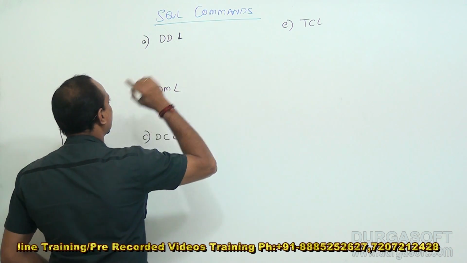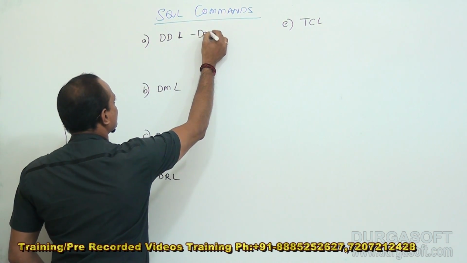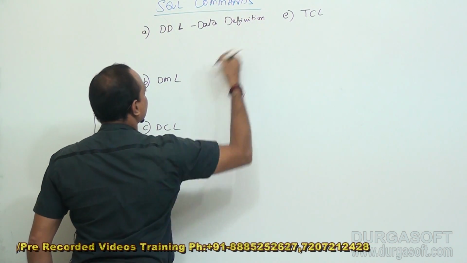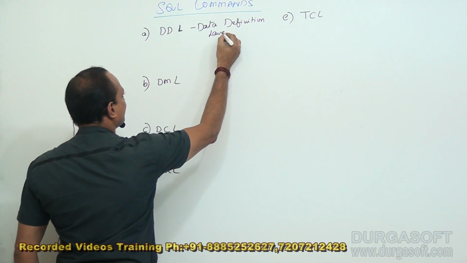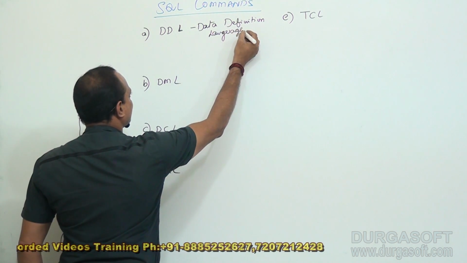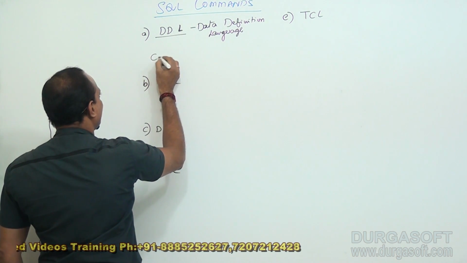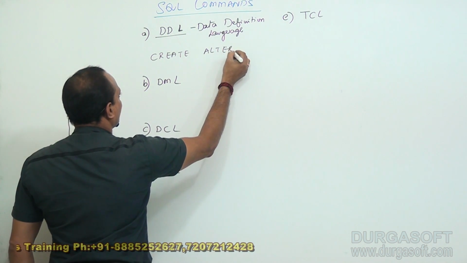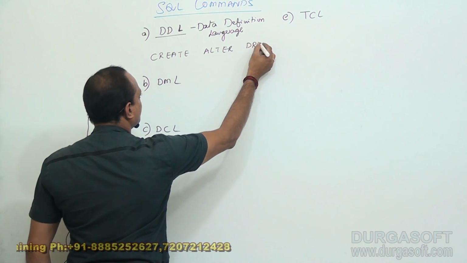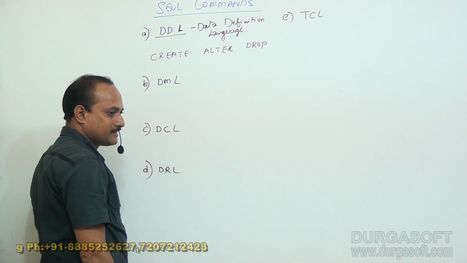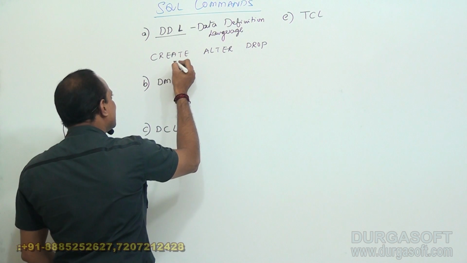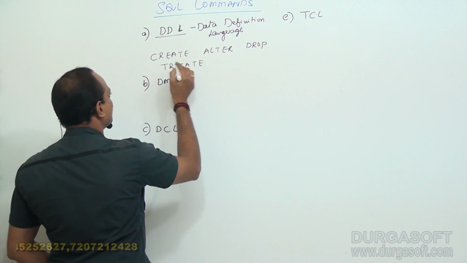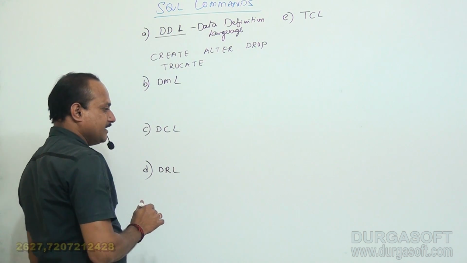What is the meaning of DDL? Data definition language. So what are the commands under this category? Create, alter, drop, and also there is a command truncate. Totally 4 commands are there under DDL.